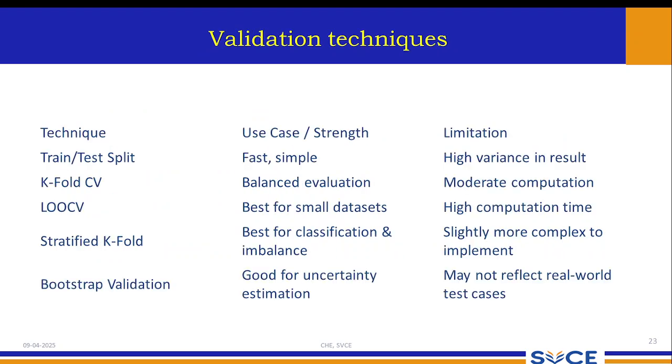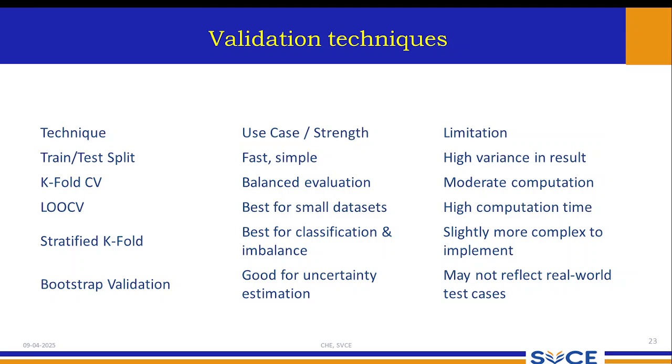Okay, coming to the validation techniques: train-test split, k-fold cross validation, leave-one-out cross validation, stratified k-fold, and bootstrap validation. The strength of train-test split is that it is fast and simple; the limitation is high variance in results. For k-fold, the strength is balanced evaluation with modest computation, so it does not require any complex computation. It's very moderate.